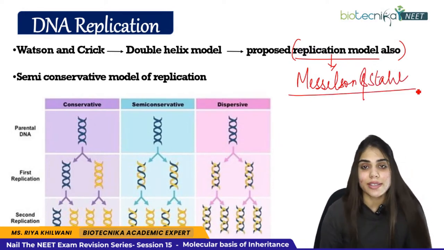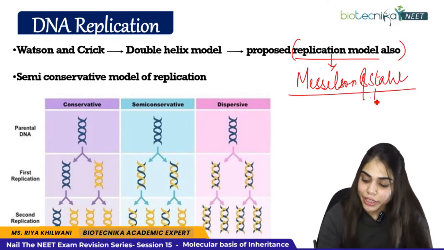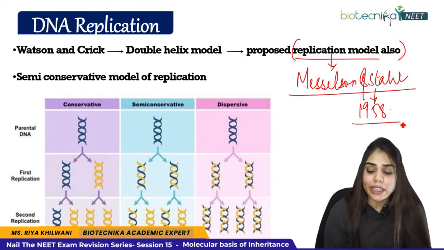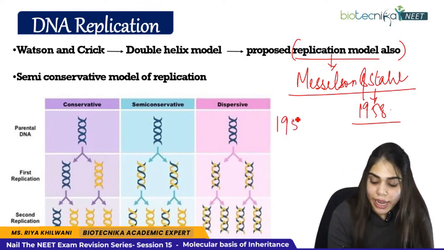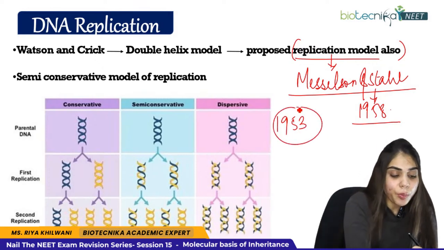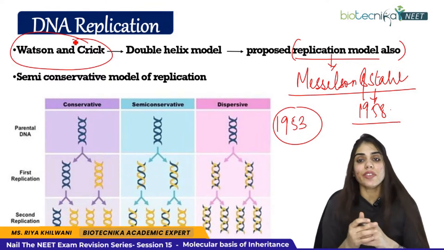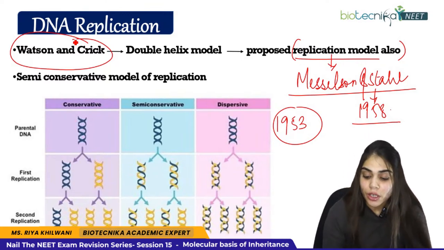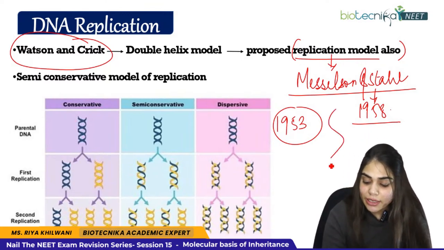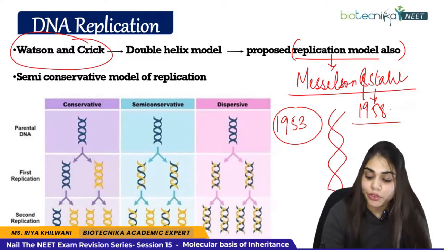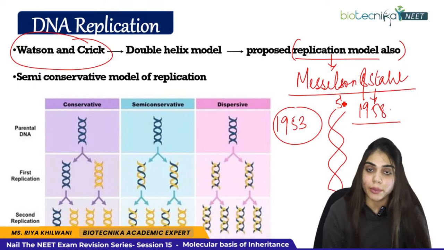So how did they start their work? Firstly, in 1953, Watson and Crick together proposed the double helical structure of DNA. They gave the double helical structure, where DNA is arranged in a helical fashion, with an anti-parallel polarity.